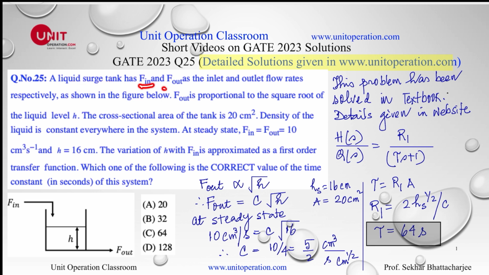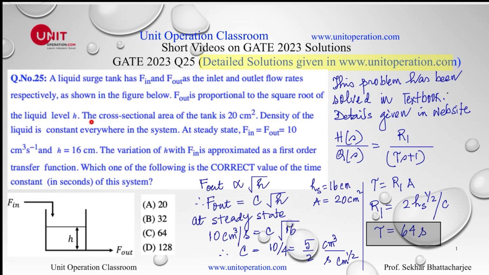It has F in and F out, the inlet and outlet flow rates respectively, as shown in this figure. F out is proportional to the square root of the liquid level, which normally happens if there is a gravity drain out. So F out is proportional to the square root of H. The concepts of fluid statics we have seen before.